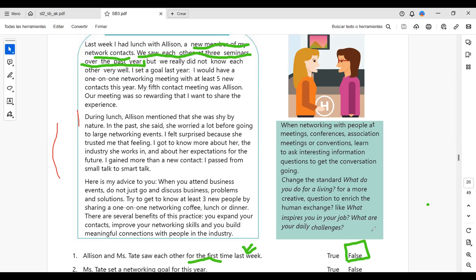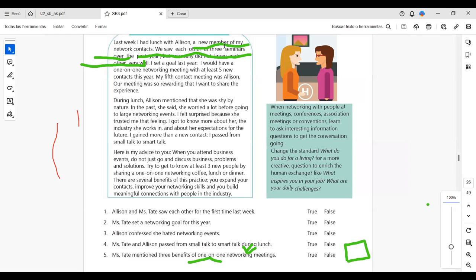Now the second one. Miss Tate set a networking goal for this year. True or false? False. Okay. Set a networking goal for this year. Uh-huh. Because she says the last year.